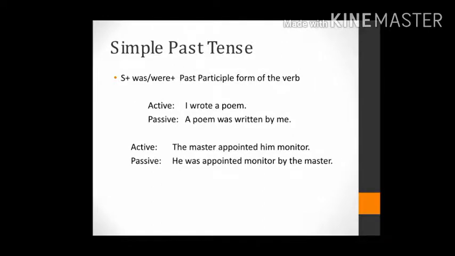Simple past tense. The formation of a passive voice will be subject plus was or were plus past participle form of the verb. Example, I wrote a poem. I is the subject, the poem is the object, and wrote is the verb here. So we'll change into passive like this. A poem was written by me.